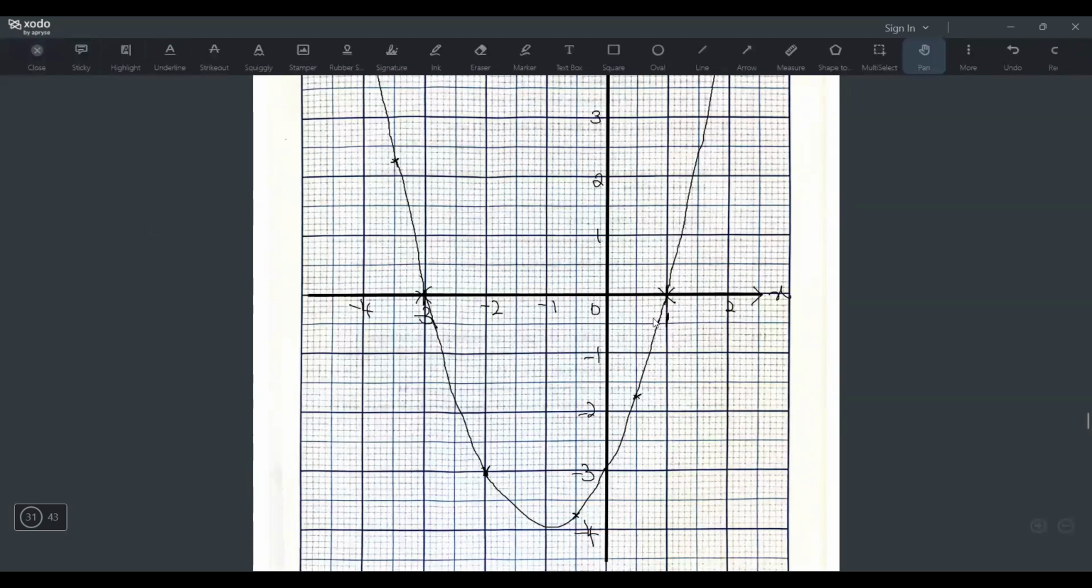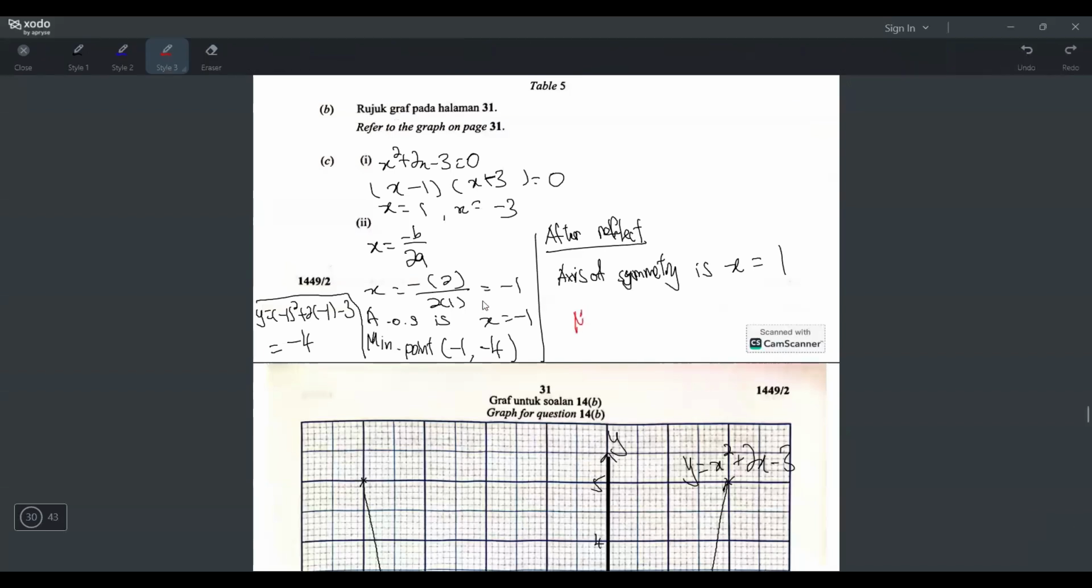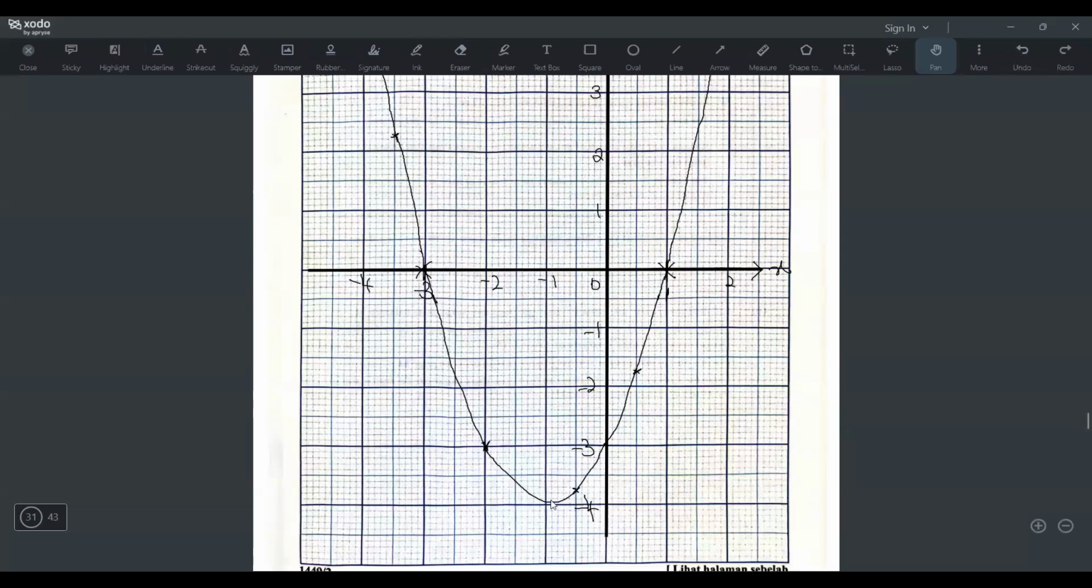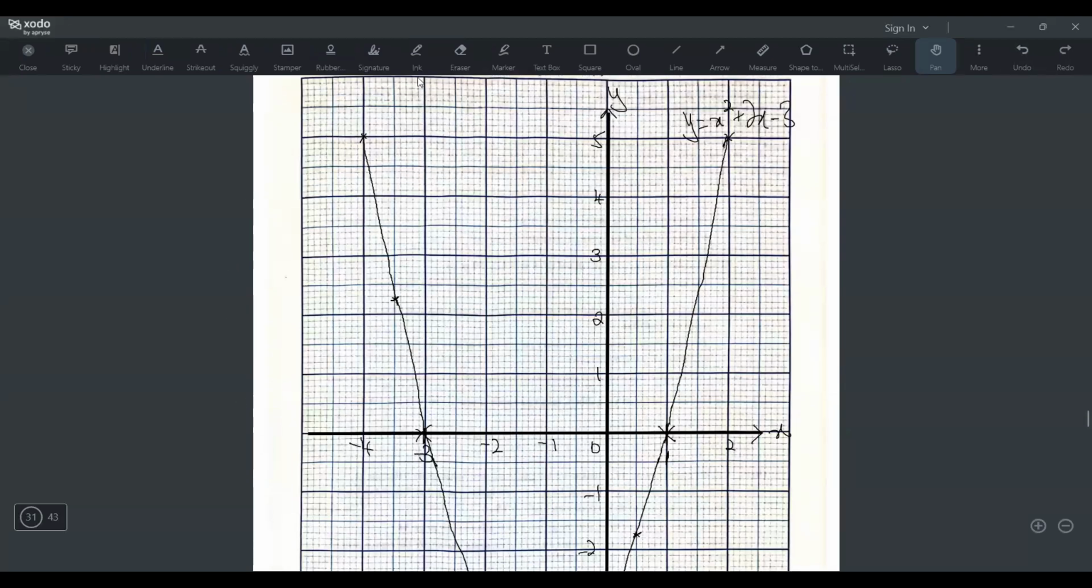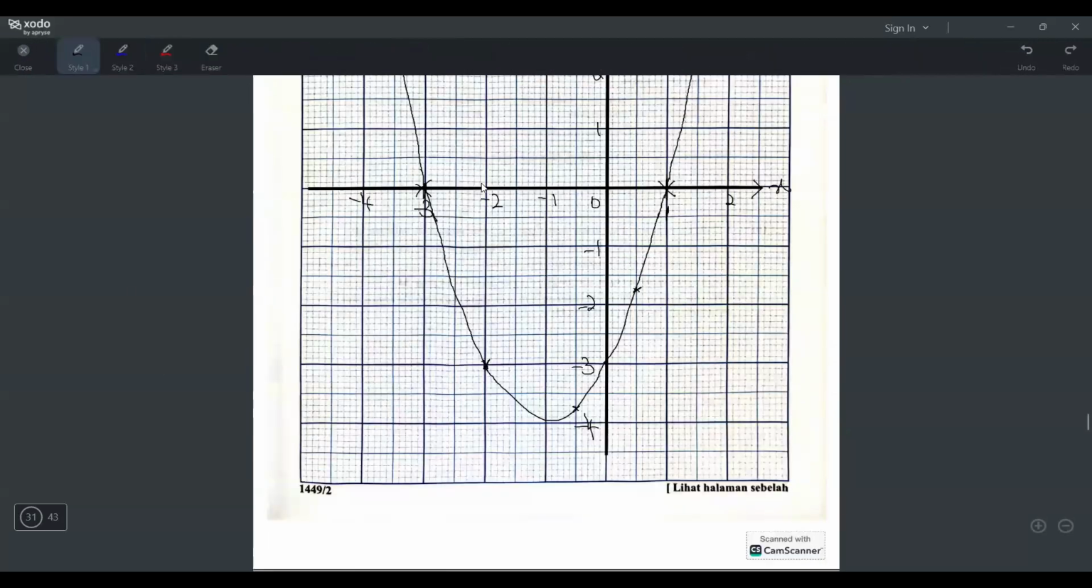Okay, so that's why the axis of symmetry changed. But what about the minimum point? Okay, let's use black color. After the reflection, the minimum point will have x coordinate 1, because you reflect over there. But the y coordinate never changes. So it is 1, negative 4. You can imagine, right? If this is your minimum point, after you reflect, can you see they still have the same y coordinate? It's just that the x coordinate changed to 1. That's why it's like that.